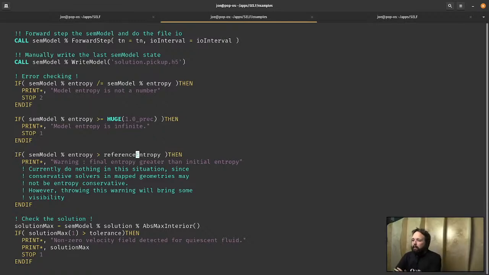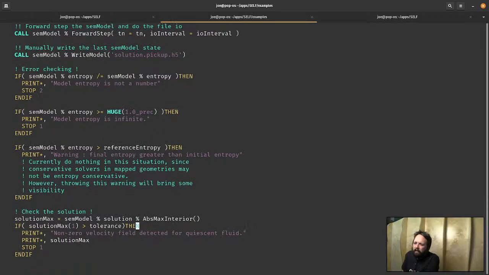If the final entropy is greater than the initial entropy, for now I'm just throwing warnings. I'm not stopping anything because right now I am very aware that some of the methods we're employing don't necessarily satisfy this criteria. That's acceptable, but it's just something we want to surface during the error checking process. So we go ahead and just throw a warning to screen.